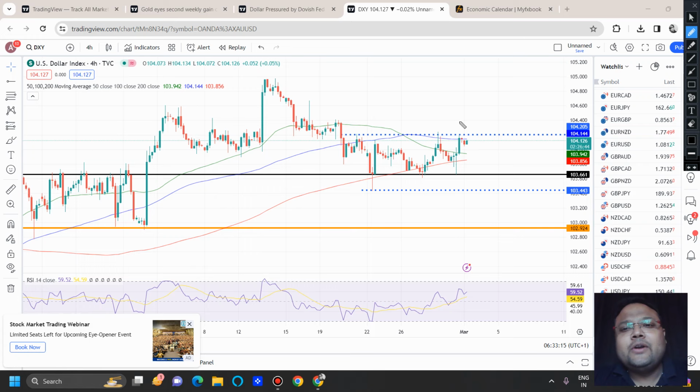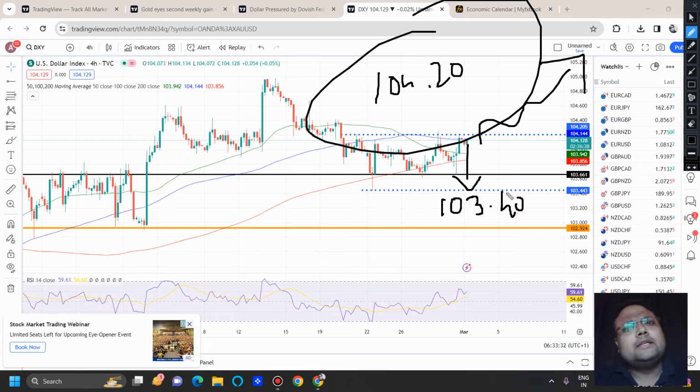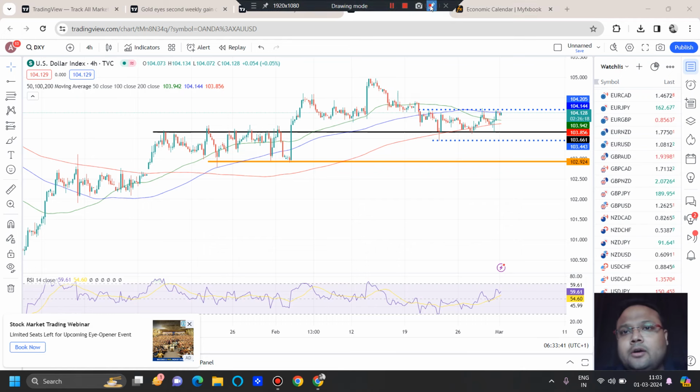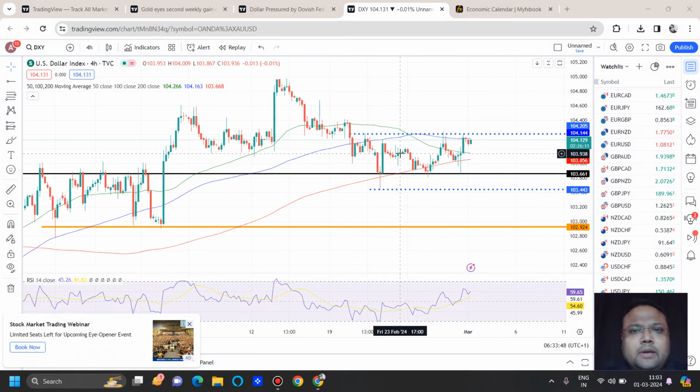If DXY really wants to continue the upside, then it will have to break 104.20 and continue the uptrend. And if it fails because of the ongoing market sentiment, then DXY will be heading towards the next level of 103.40, and there's a high chance that the market will break 103.40 and head towards the yellow line, that is the last support around 103 or 102.90. So let's wait and watch. The weekly closing is going to be important.